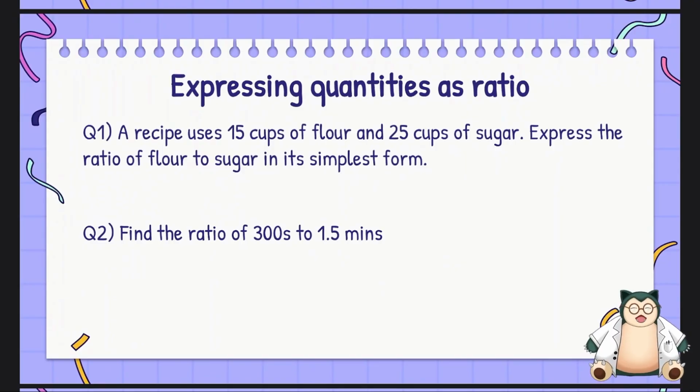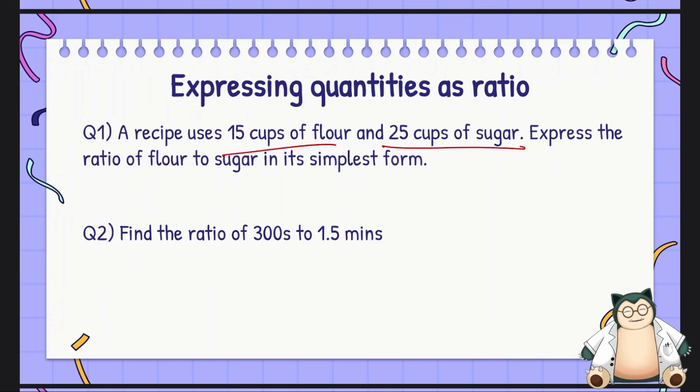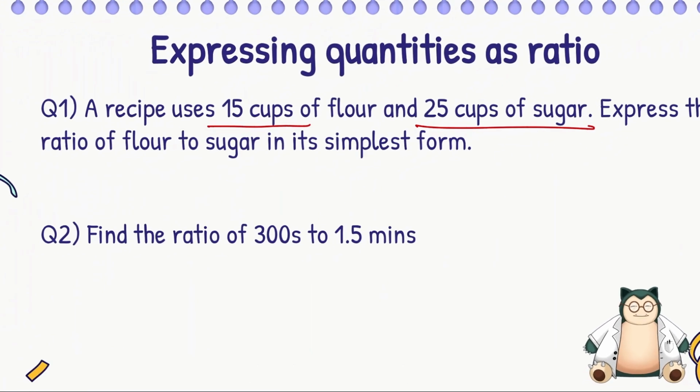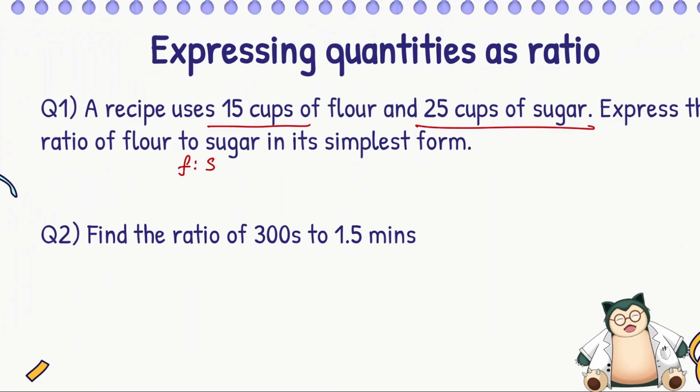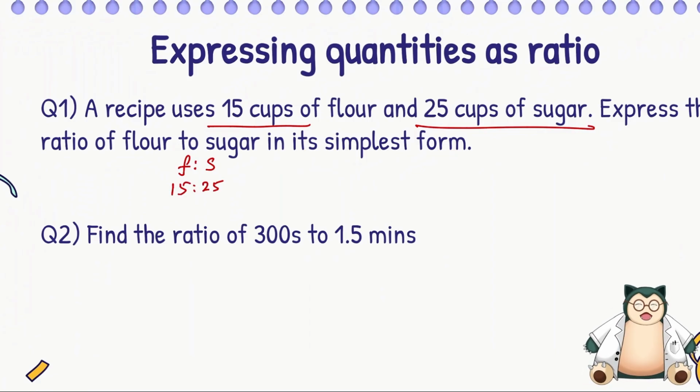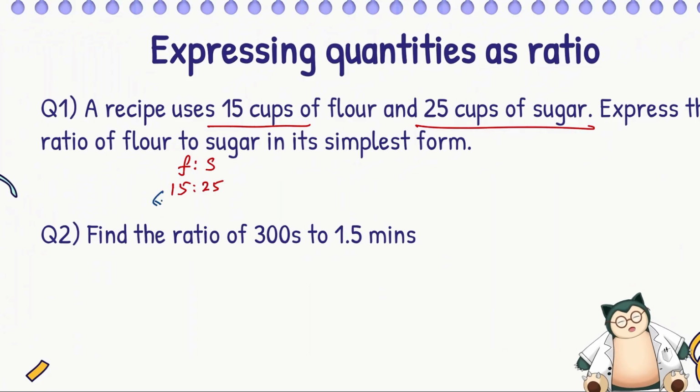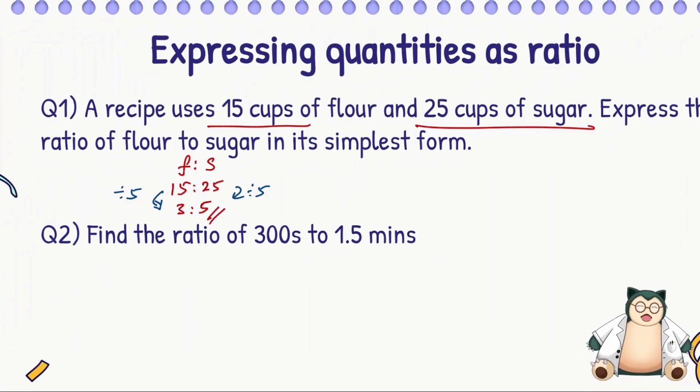Now let's try out some questions. A recipe uses 15 cups of flour and 25 cups of sugar. Express the ratio of flour to sugar in its simplest form. So we have 15 and 25. Our flour is to sugar is simply 15 is to 25. However, is this our simplest form? Most of you have realized that 15 and 25 definitely have some common factors. In this case, it's a common factor of 5. So we divide both sides by 5, and then we get 3 is to 5. And this is our simplest form.